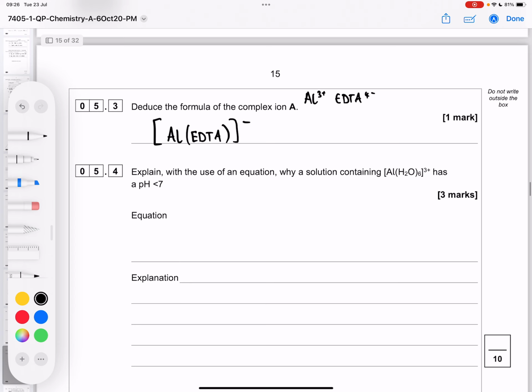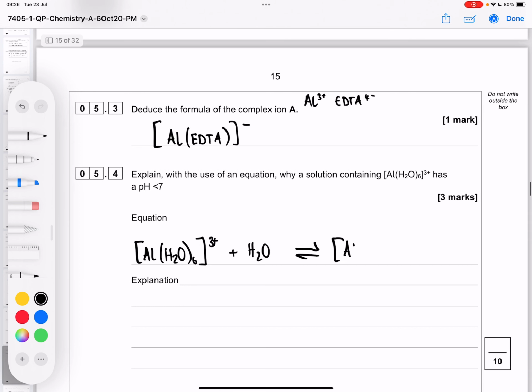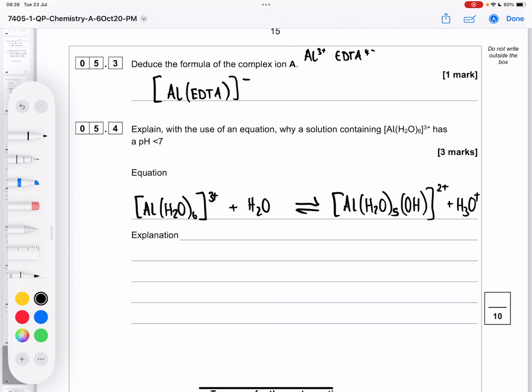Explain using an equation why a solution has a pH less than 7. So we sort of talked about this at the beginning. The aluminium hexa-aqua ion is acidic because it's small and highly charged, so it is able to donate protons to water in our solution, or to alkali. You could put a formula with an alkali in there, but it says why a solution containing it, so it's good to just show it with the water. Why it has a pH less than 7.